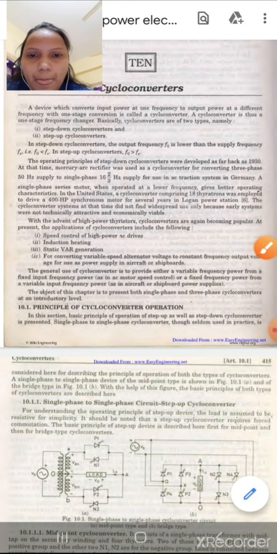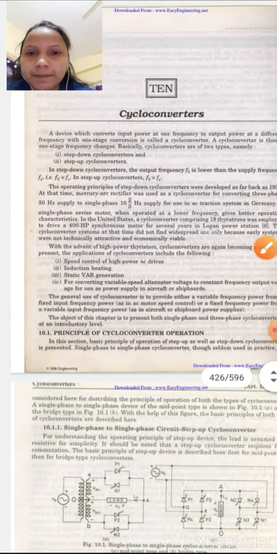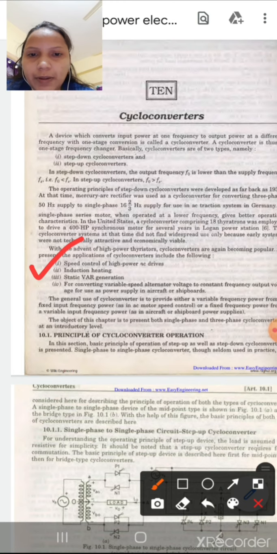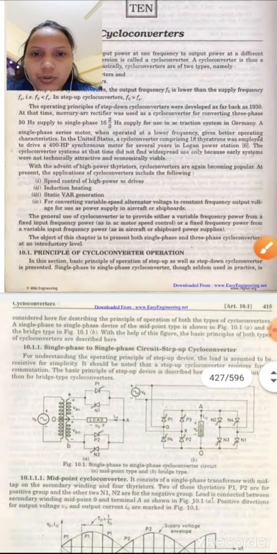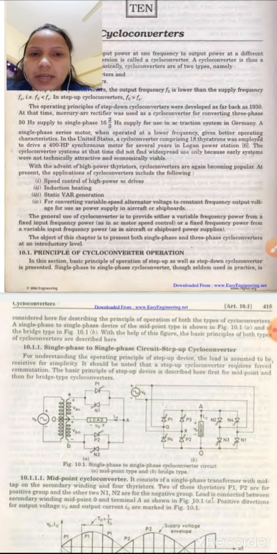You can note it down. These are the applications of cycloconverter. So the general use of a cycloconverter is to provide either a variable frequency power output from a fixed input frequency power, or it can give a fixed frequency power output from a variable input frequency power.